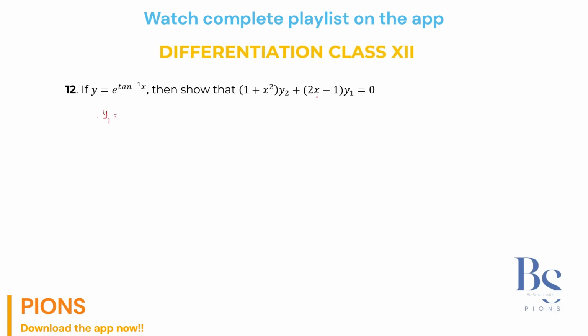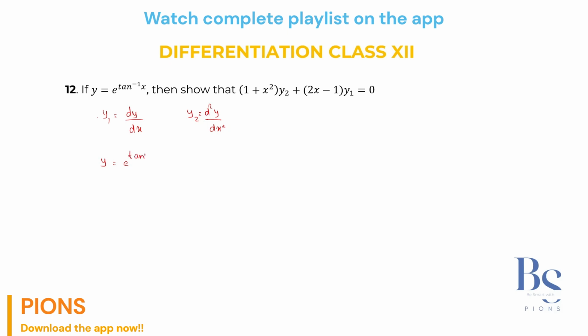an equation. Y1 is dy by dx. Another way of writing the same thing. And y2 is double derivative d square y by dx square. So in this particular question, just to make you familiar, I will use these notations: y1 for dy by dx and y2 for double derivative. Clear? So our y is here equals to e raised to tan inverse x.